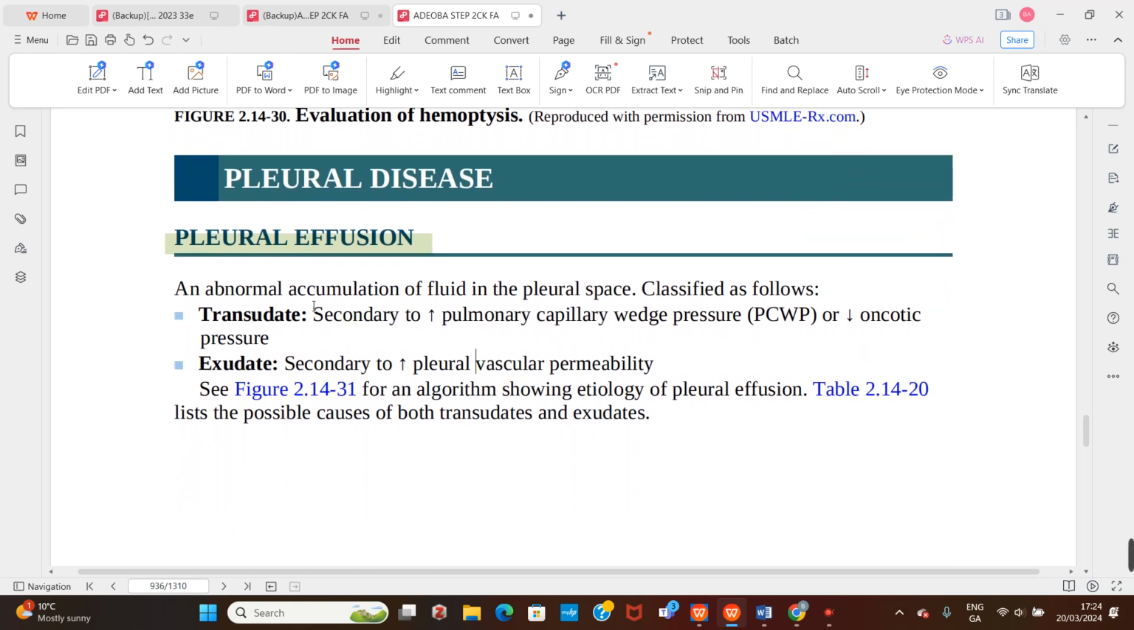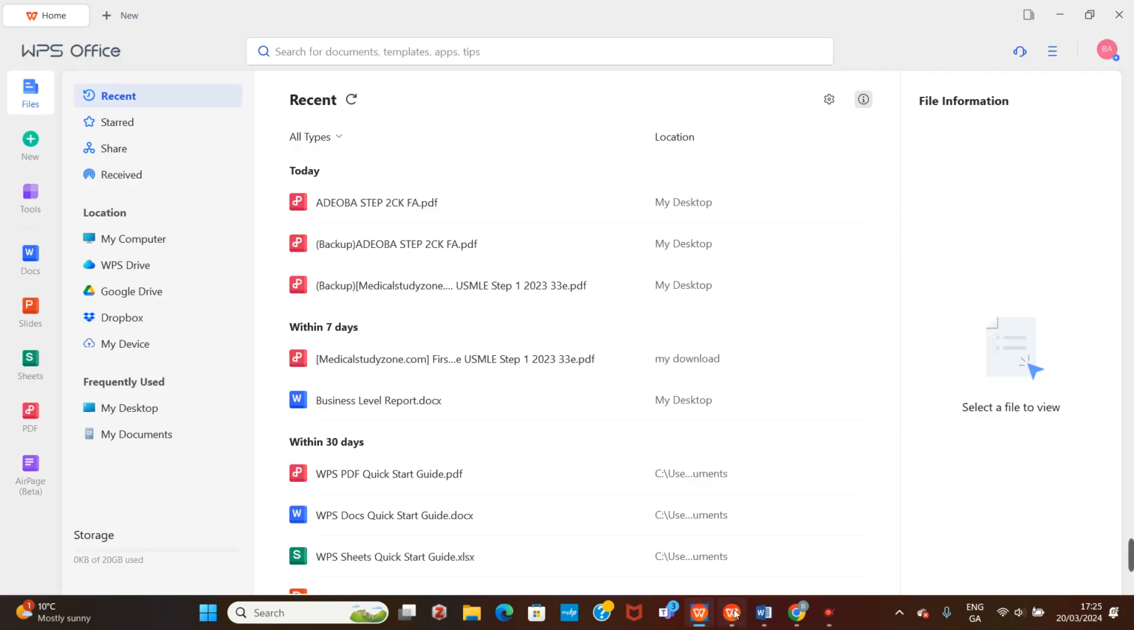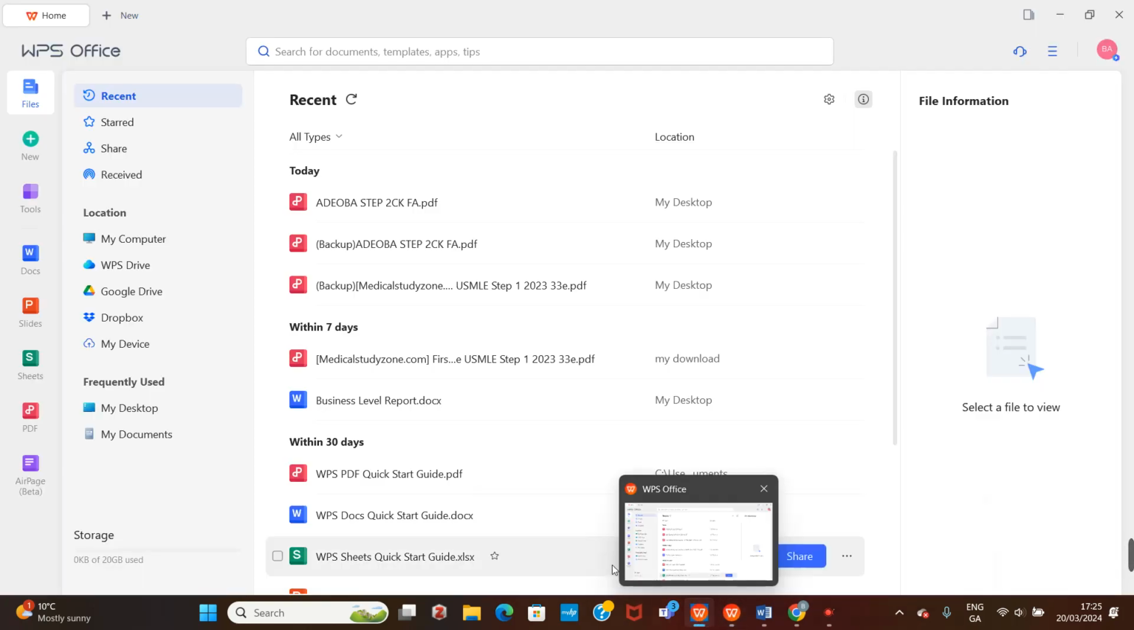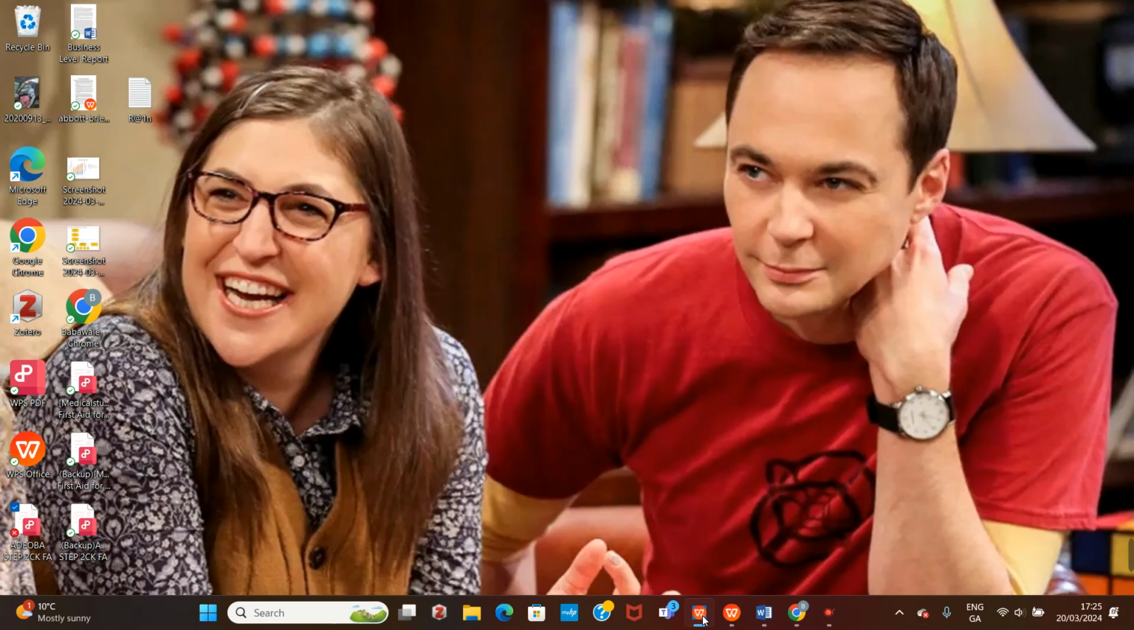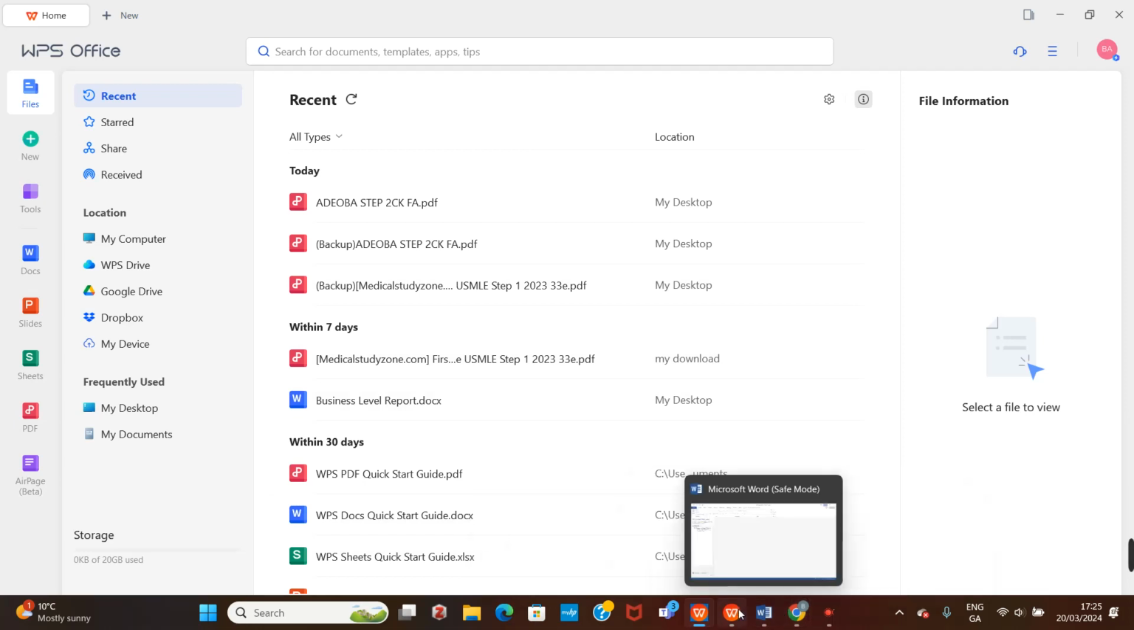Pleural effusion means you lie the patient on the same side as the affected lung. You are going to lie the patient on the same side.